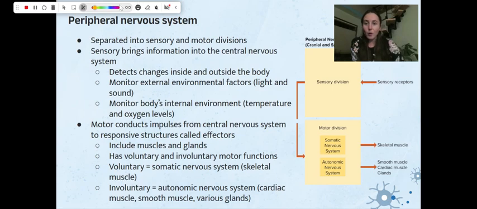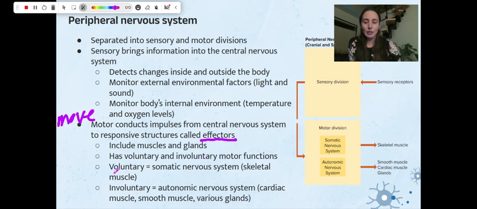The second part is the motor division, right? So motor, I think, again, movement. Motor is move. This division conducts impulses from our central nervous system to responsive structures in our body called effectors. So we're going to see things like this in our muscles, right? Those responsive structures that can help us move, as well as in our glands. So some things that are going to release maybe hormones in our body. These are both voluntary and involuntary motor functions. So this is moving voluntarily and moving involuntarily.